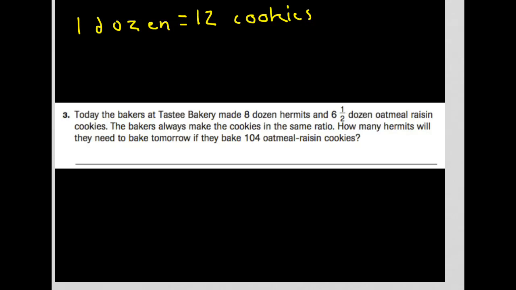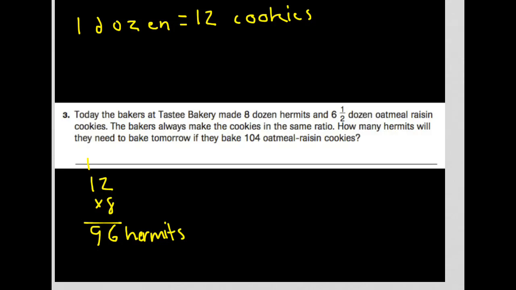If I have 8 dozen hermits, that would be 12 times 8. 8 times 2 is 16. 8 times 1 is 8, plus 1 is 9. So that's 96 hermits, which is, I guess, a type of cookie.